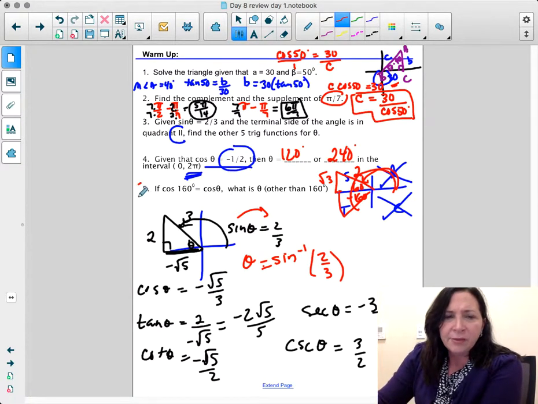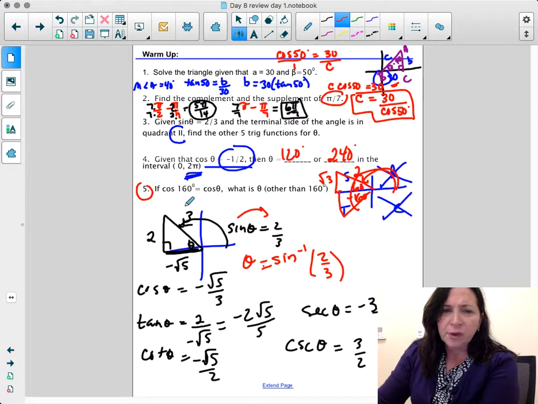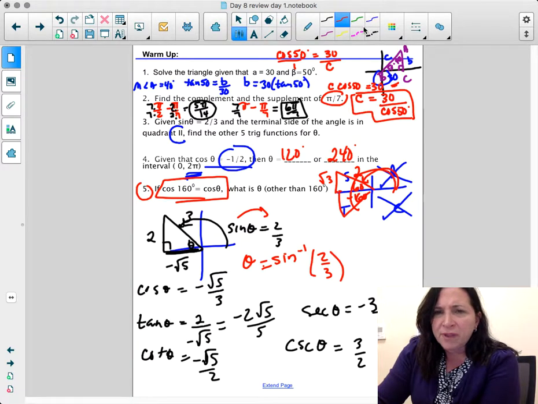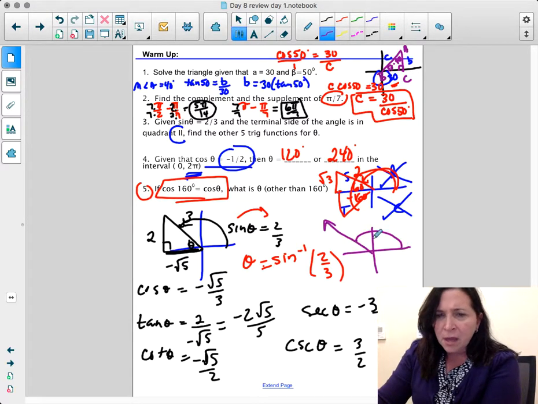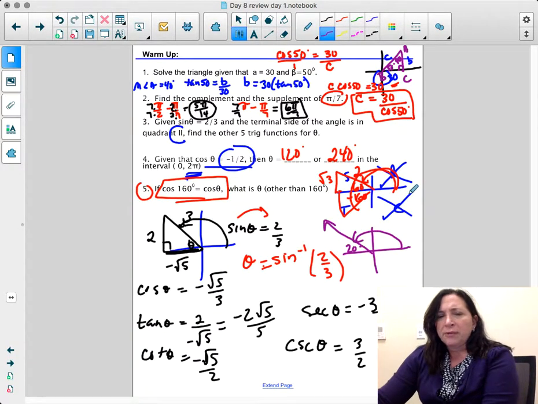And the last question is number 5. It says, where is cosine equal to 160 degrees? This is another question very, very similar to what we just did in this problem. I'm going to draw a little axis, and I'm going to draw myself 160 degrees. So here I am, okay? 160 degrees, I have a 20-degree reference angle.